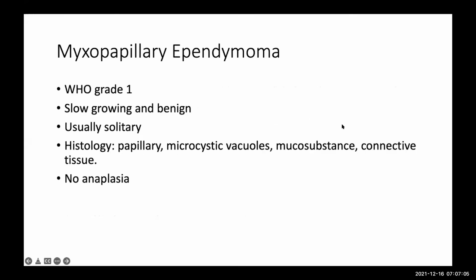So the myxopapillary subtype is a WHO grade 1. It's slow growing and benign, as I said, and it's usually solitary, meaning that there are not other lesions throughout the CNS that can occur with ependymomas in other areas of the central nervous system. The histology, as he said, is usually characterized as papillary on the boards or microcystic vacuoles. There should not be any anaplasia, which is an important feature here.